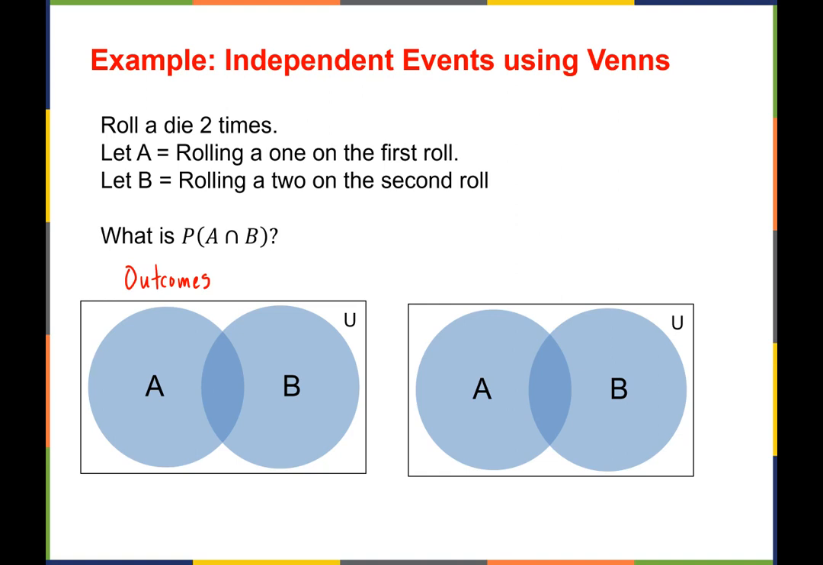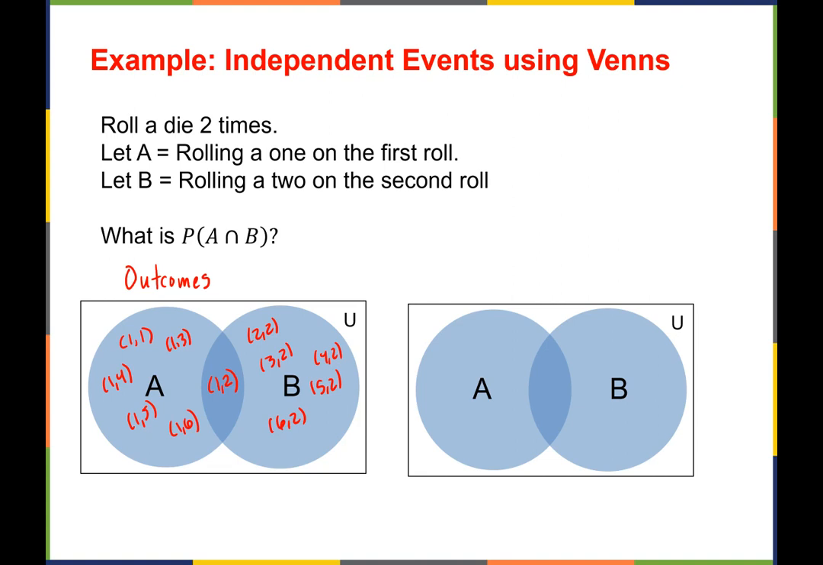Well, A is rolling a 1 on the first roll. So if I got a 1 and a 1, that would end up in A. If I got a 1 and a 2, it would end up in the intersection because B is rolling a 2 on the second roll. If I got 1, 3, 1, 4, 1, 5, or 1, 6, those would all be in A. Likewise in B, I could have 1, 2, I could have 2, 2, 3, 2, 4, 2, 5, 2, 6, 2, and that's it.